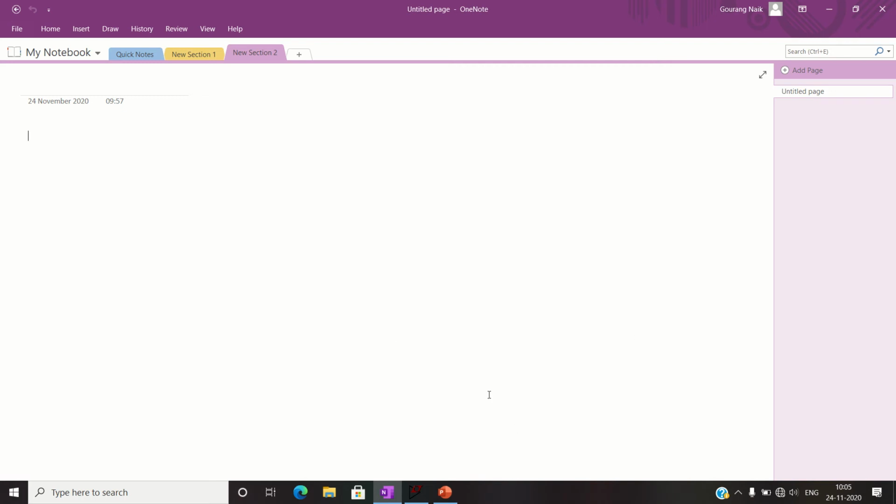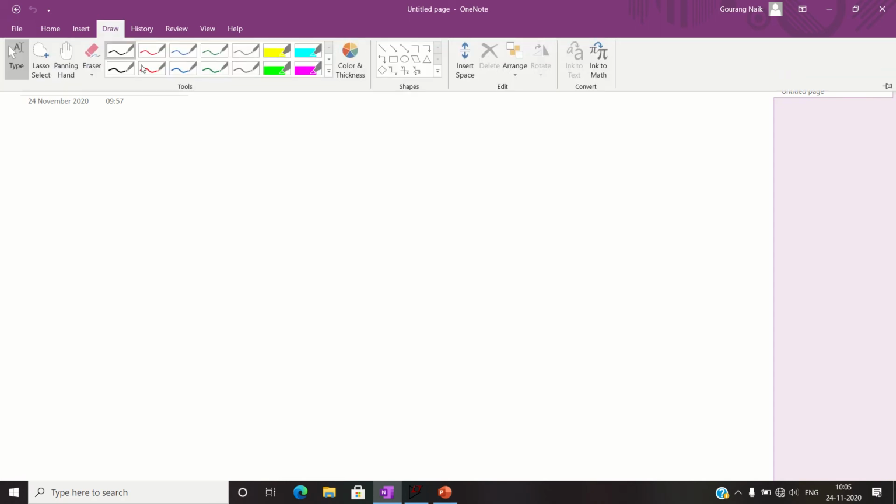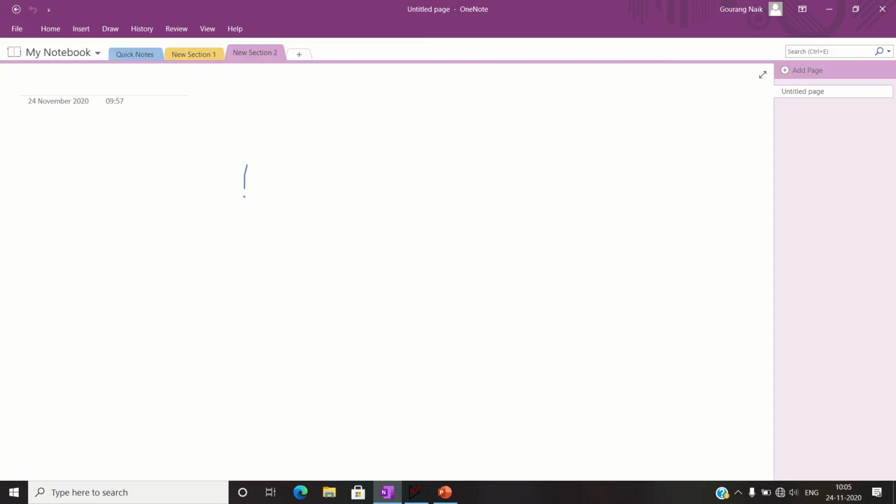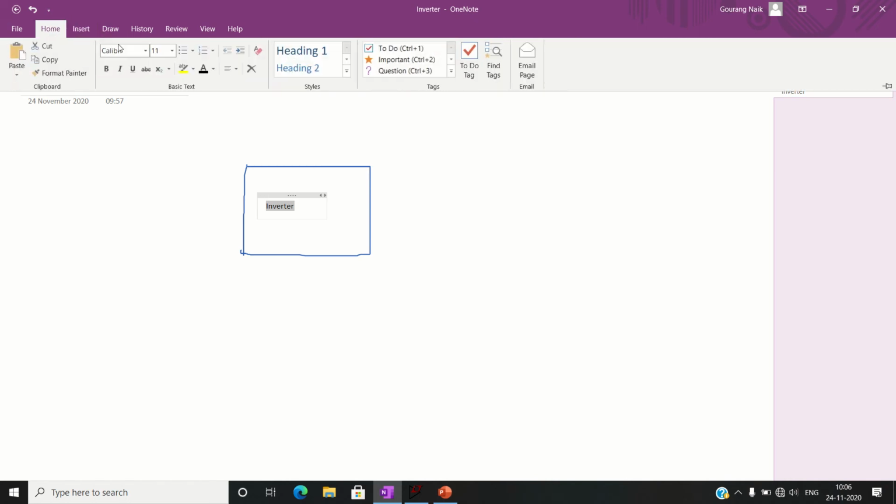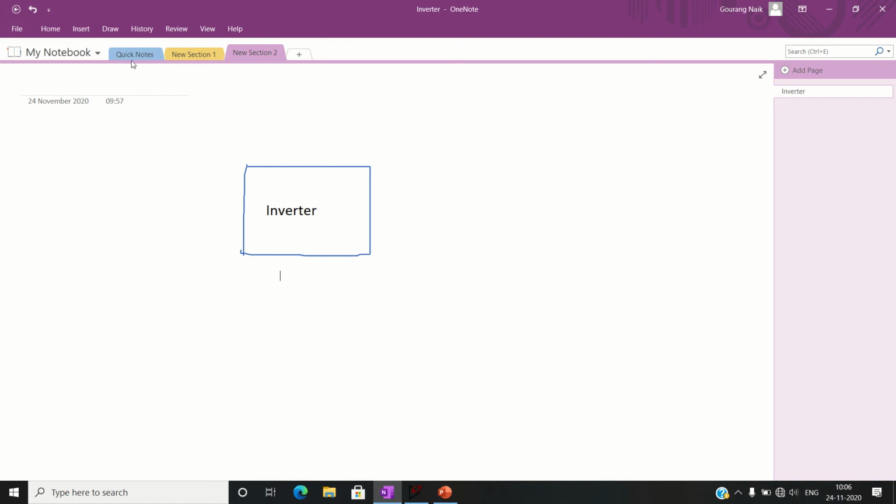Okay, so in this video we will start with module 3. The first part of module 3 is the inverter. If you consider the inverter as a circuit, okay, inverter. So this is the inverter circuit.